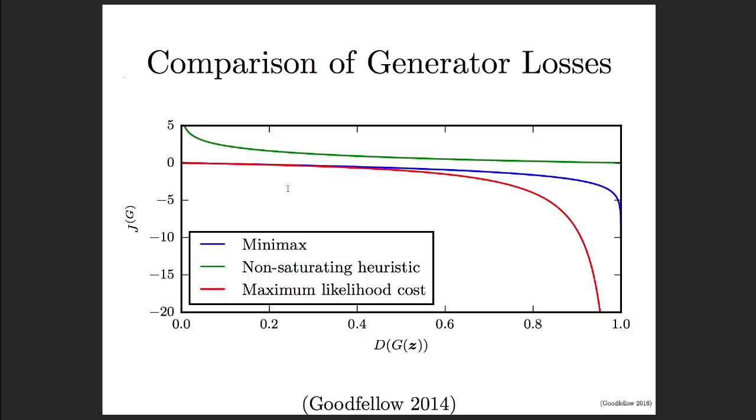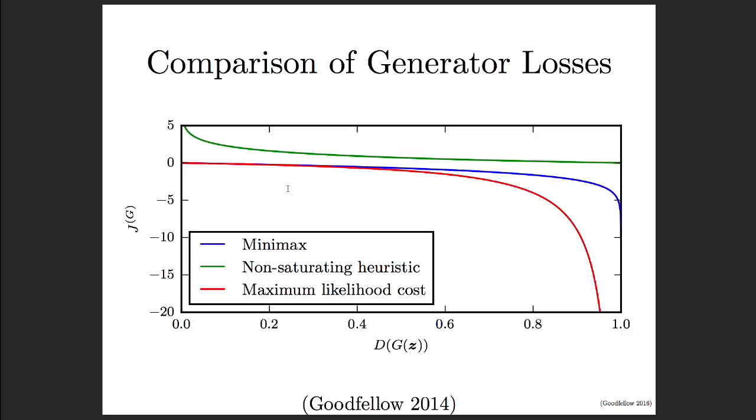The green curve that lies the highest is the heuristically motivated cost, which is designed not to saturate when the generator is making a mistake. So if you look at the very extreme left, where the discriminator is outputting zeros, where the discriminator is successfully rejecting the generator samples, this cost function has a high derivative value. So the model is able to learn rapidly early on when its samples did not yet look realistic.